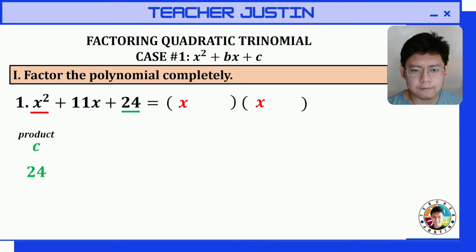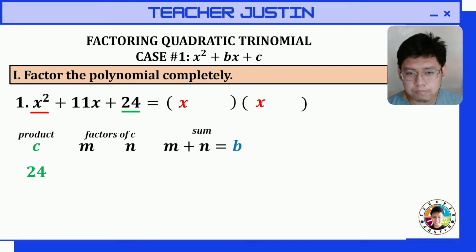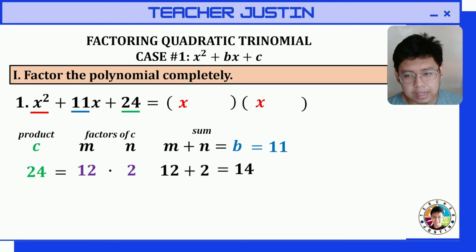So, hanap tayo ng factors ni c, ni 24, na pag inadd natin, the answer is b. Ayan. So, yung b natin, it is the middle term, which is 11. Okay? So, isip tayo ng factors ni 24, na pag inadd natin, the answer is 11. So, mga factors niya, we have 12 and 2. Pag inadd natin yung 12 and 2, is it equal to 11? So, hindi siya equal to 11. So, isip pa tayo ng factors ni 24.